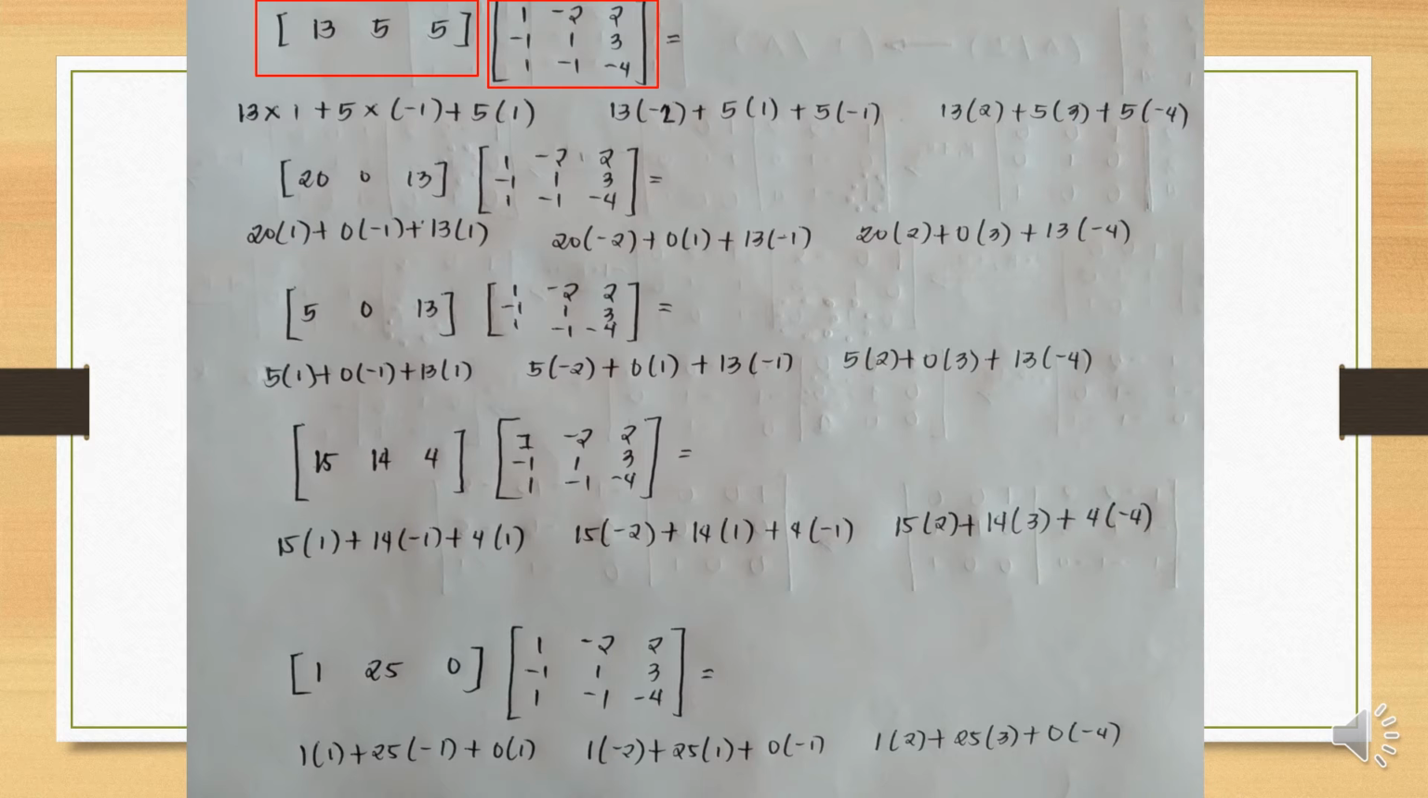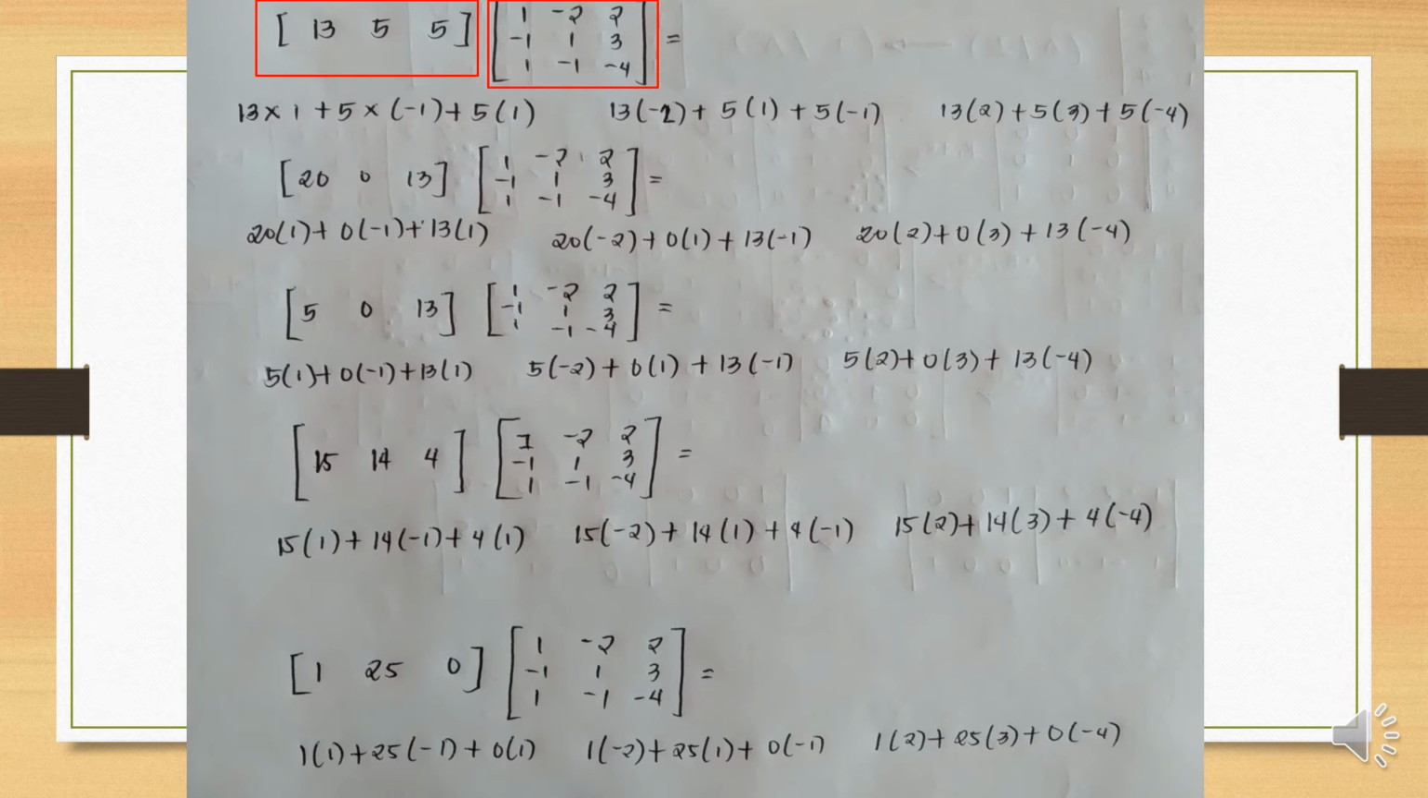So we have the work over here. We take 13, 5, and 5, and multiply that by the encoding matrix. In the matrix multiplication, the first column is 13 times 1 plus 5 times -1 plus 5 times 1. Then we do it again for the second column: 13 times -2 plus 5 times 1 plus 5 times -1. And then for the third column: 13 times 2 plus 5 times 3 plus 5 times -4.